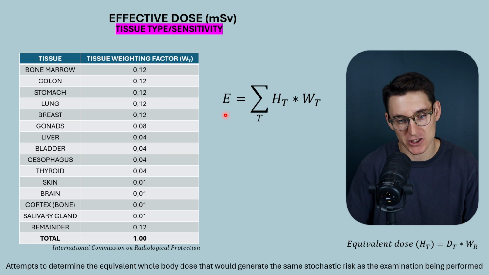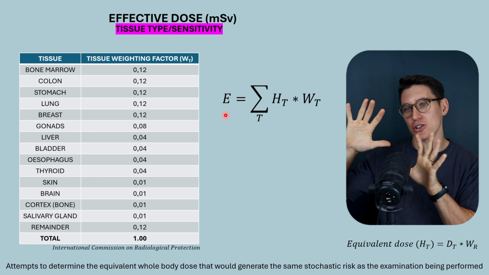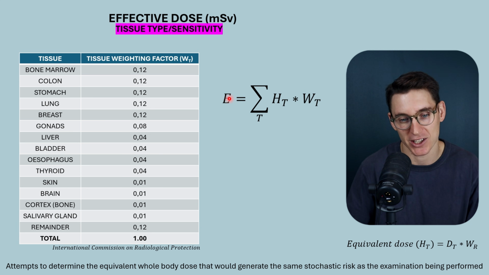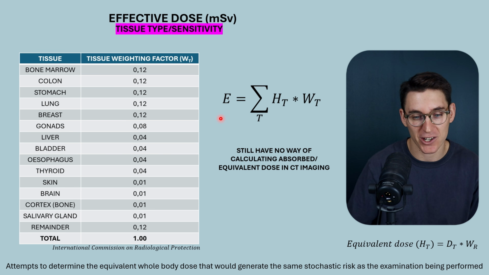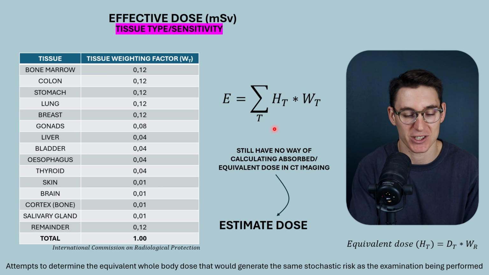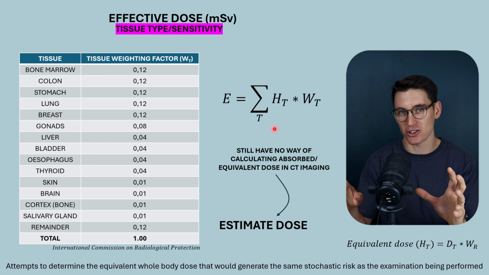Now, the effective dose attempts to determine what dose exposure to the whole body would give the same stochastic risk as this specific examination that we've taken here. Now, this is all good and well in theory, but again, we have no way of accurately measuring absorbed or equivalent dose in CT imaging. So what we need to do is have ways of estimating dose in CT imaging. And that's what we're going to look at next.